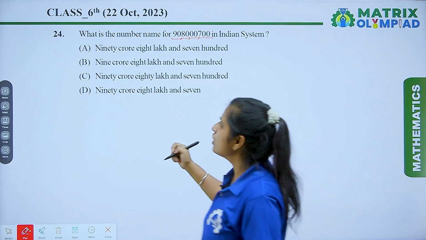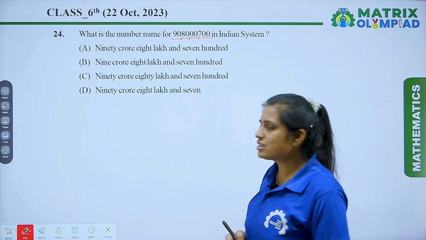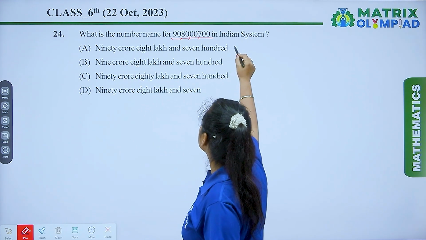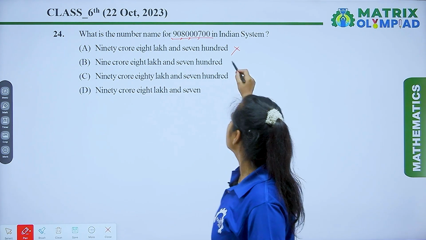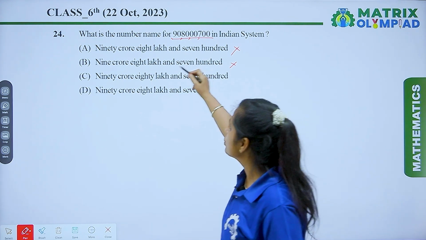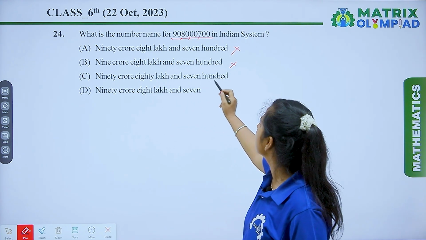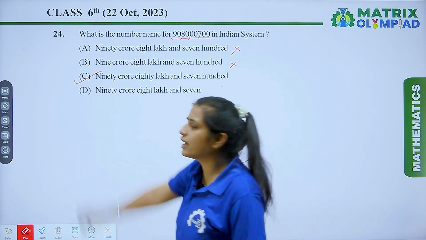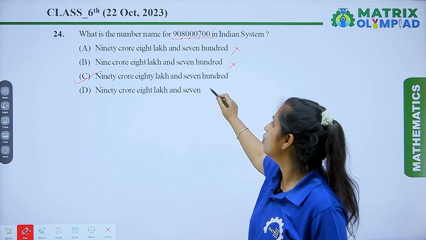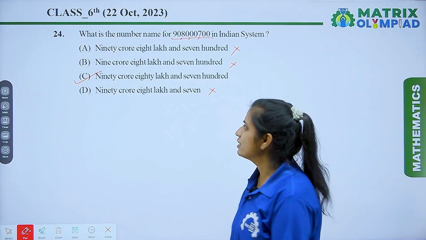So let's find out which option shows the correct number name of this number. So here first option is 90 crore 8 lakh. So first option is incorrect. Second is 9 crore, because it is already given 90 crore. So here B option is also incorrect. Next is 90 crore 80 lakh and 700. So option C is the correct answer. As in the D option it is 90 crore 8 lakh and 7, so option D is also incorrect. Here option C is the correct answer for the question.